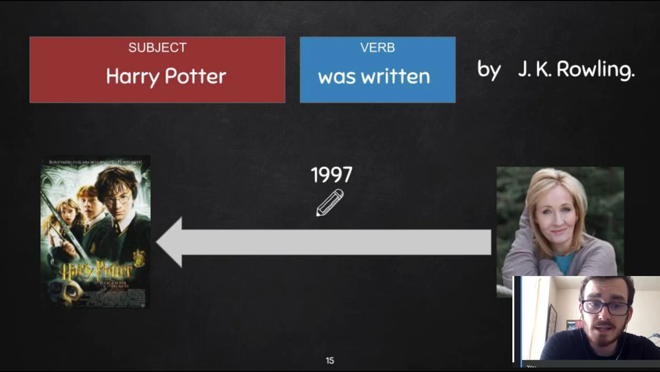So you see now that the subject has become Harry Potter. The verb is was, which is the past tense of to be, and then the past participle written, and then by J.K. Rowling. By is the preposition we use to show authorship. So Harry Potter was written by J.K. Rowling. So you can see the order of process is reversed. Rather than going from J.K. Rowling to Harry Potter, it goes from Harry Potter first, that's the main bit of the sentence, to J.K. Rowling.